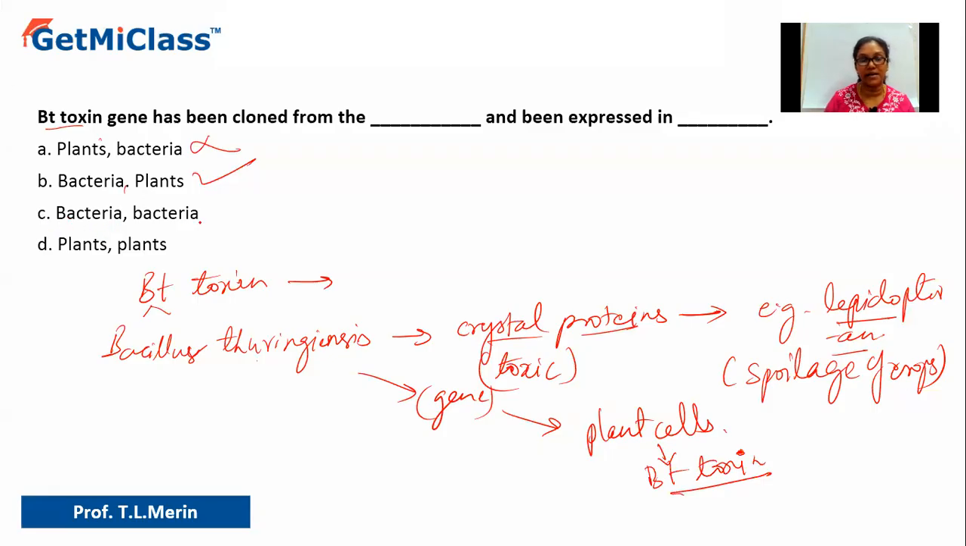Option C says bacteria and bacteria. Of course, it is cloned from bacteria but not expressed in bacteria, because we don't want the bacteria. We want the plant to be insect resistant, right? So that's why. Then option D is plant and plant, which is totally wrong. So what is the correct option? The correct option is option B.